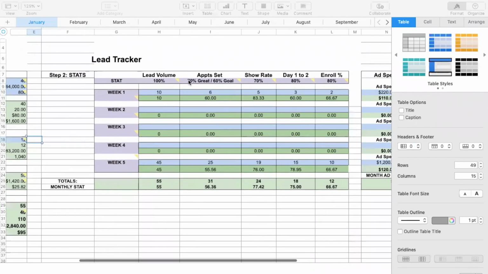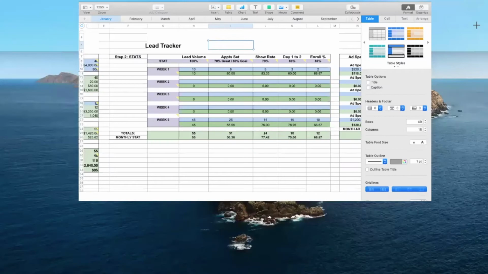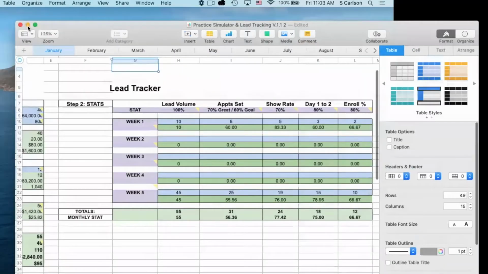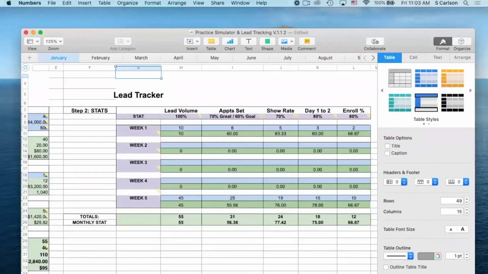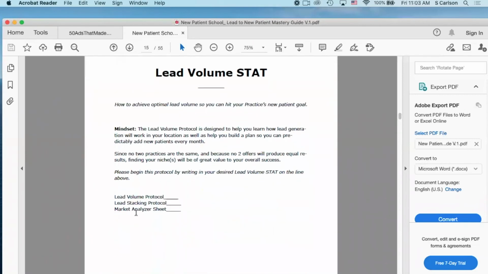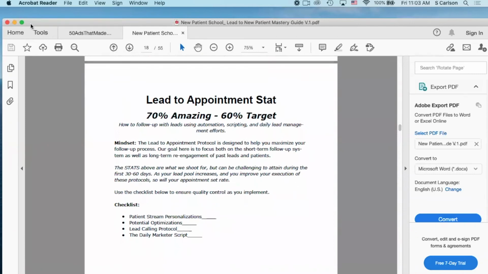All right. So we're focusing right now on this particular statistic: the target ratio for appointments set and leads received. If you're not hitting this stat, go through the lead to appointment protocol and checklist to see where your problems are happening. Now I'm going to go over this, but I want to invite anybody who's watching to the next training, because New Patient School is going to be very redundant from the perspective of, I only care about the things that work. I don't care about what people say. I care about what actually works. So, let's go to the lead to appointment stat.